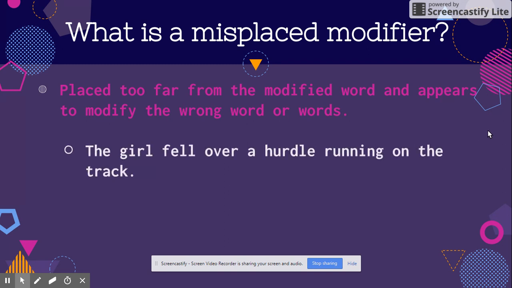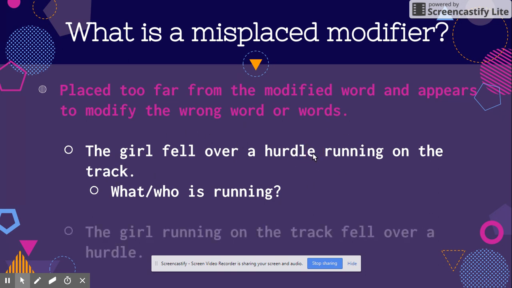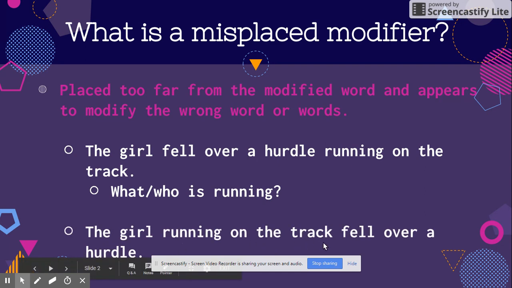So here's an example. The girl fell over a hurdle running on the track. So the sentence is intended to tell you that the girl who is running on the track fell over a hurdle. But the way it's written is that the hurdle is what is running on the track. Running on the track is modifying the hurdle rather than the girl. So you can fix it by saying the girl running on the track fell over the hurdle. So it's a little bit more clear in that sentence, and the modifier is in the correct place.